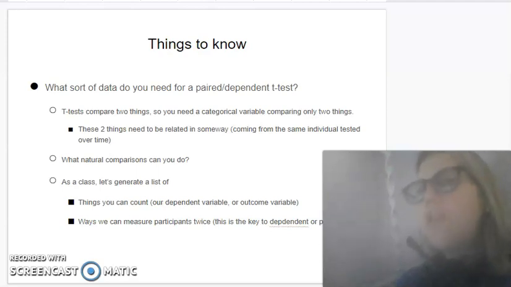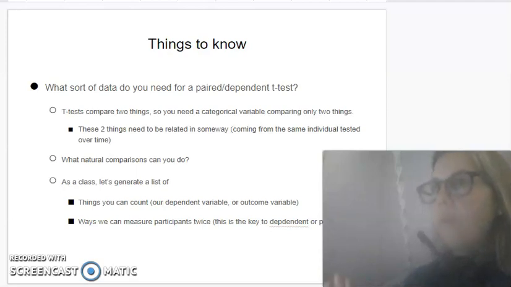With the paired, related, or dependent t-test, again, I still am going to want a normal distribution. I am still going to want continuous data as my outcome variable. And now my time points, the most common way of looking at it, is looking at pre and post, right?